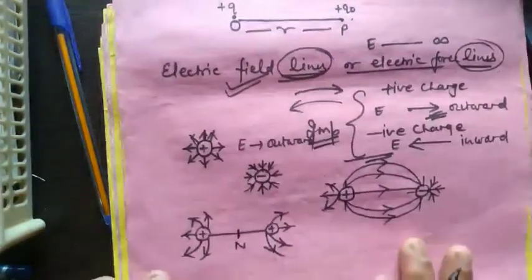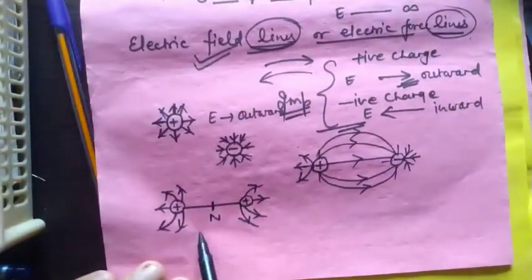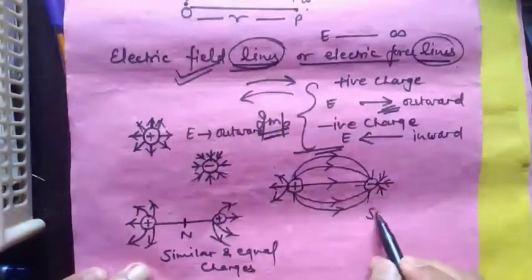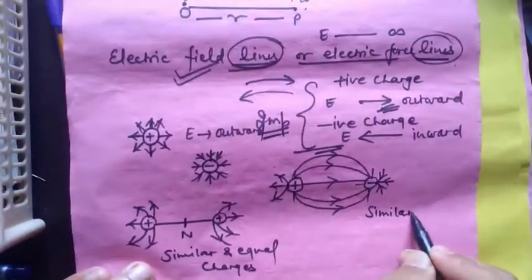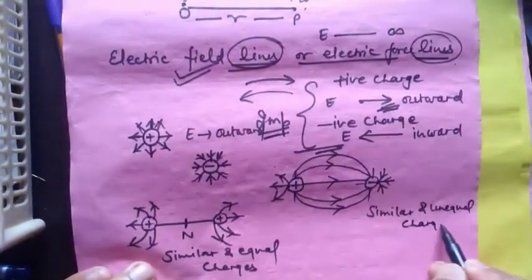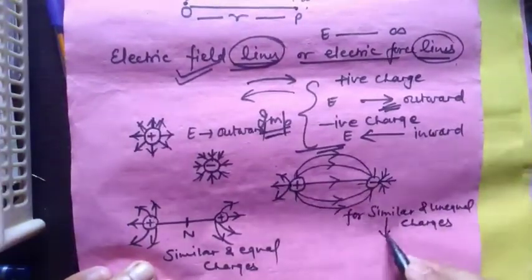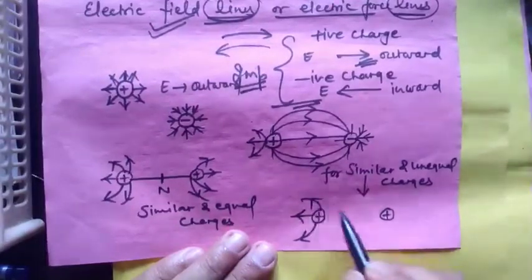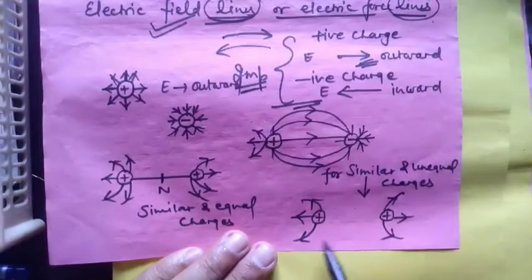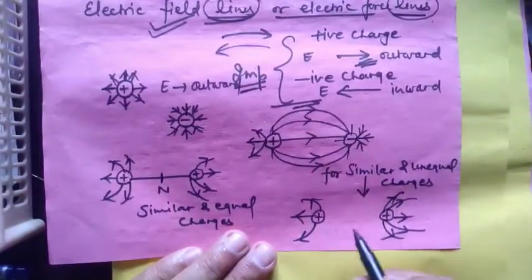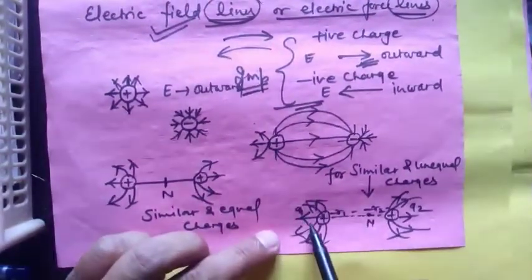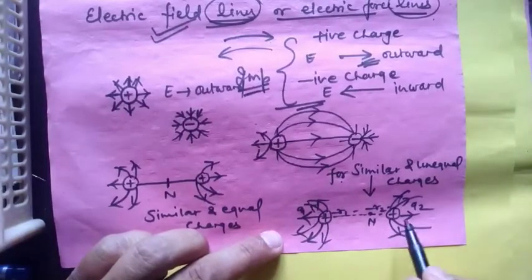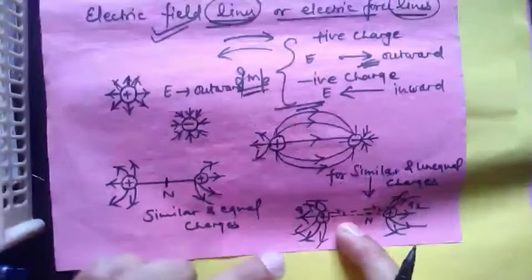The condition is this. If we have similar and equal charges, the neutral point is in the middle. But if we have similar and unequal charges, Q1 and Q2, both positive, they repel each other, and the neutral point is not situated at the middle of these two charges.